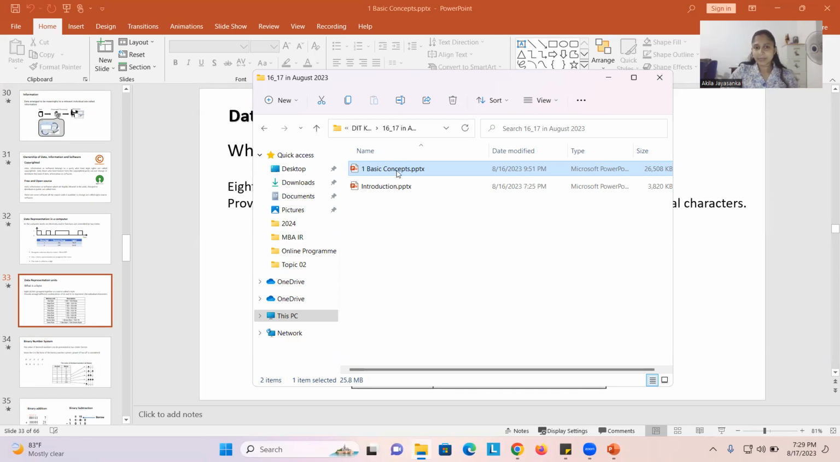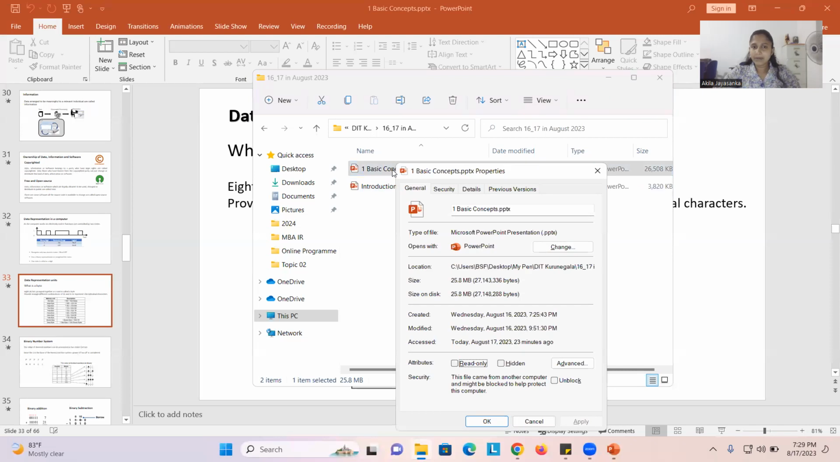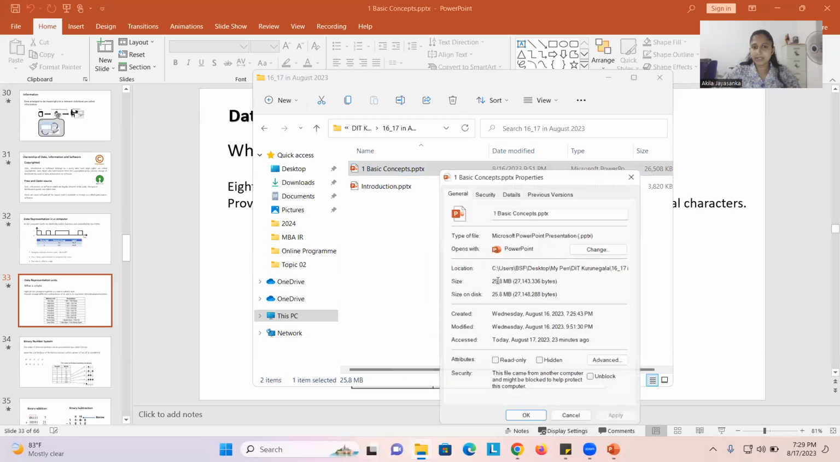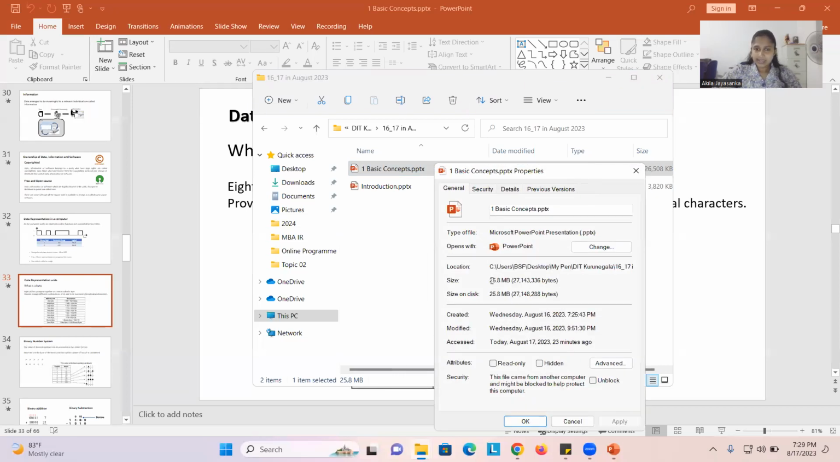Right, we can select my presentation, right? This is my presentation, and when I press Alt Enter, simply I can go to the properties, right? Or otherwise you can right click on the file and then go to the file properties, right? Here you can see the size of my presentation, right? You can see 25.8 megabytes. Megabyte 25.8 capacity එකක් එහෙම නැත්නම් ධාරිතාවයක් තියෙනවා මේ presentation එකේ.